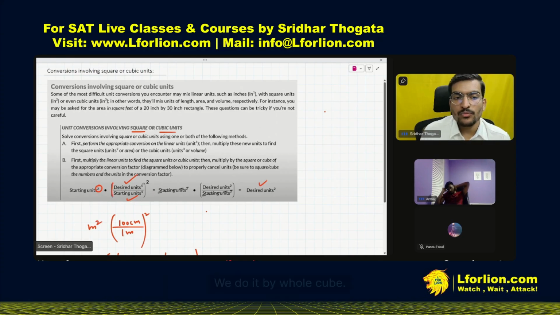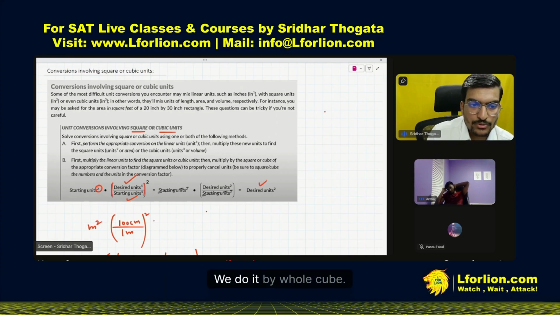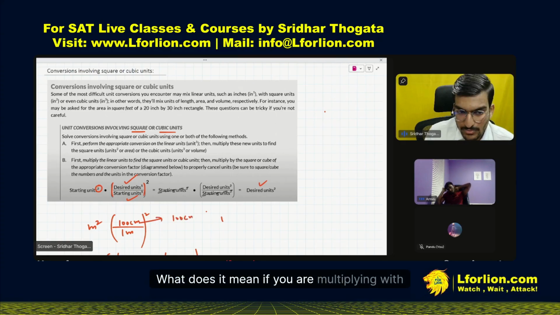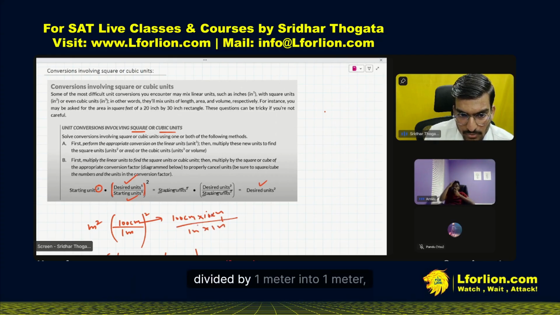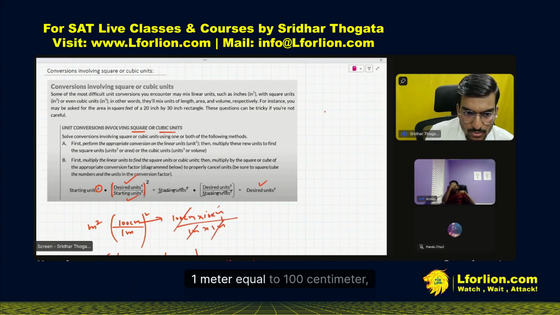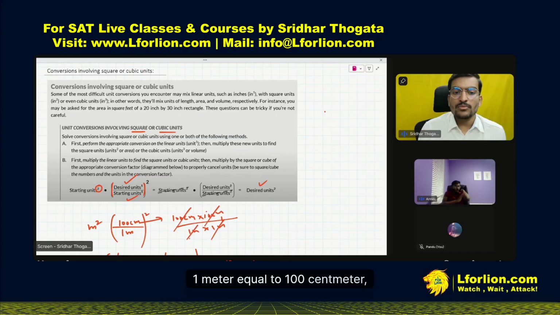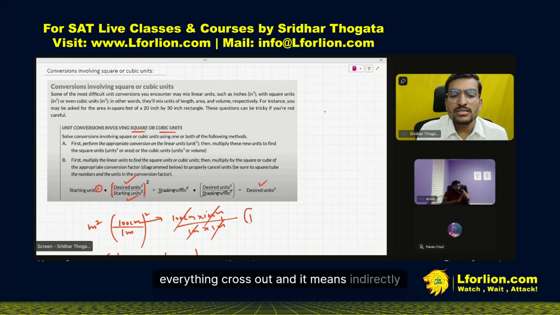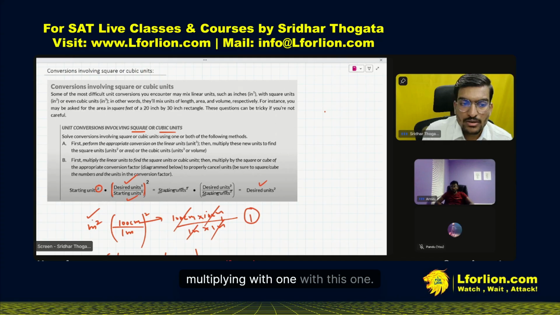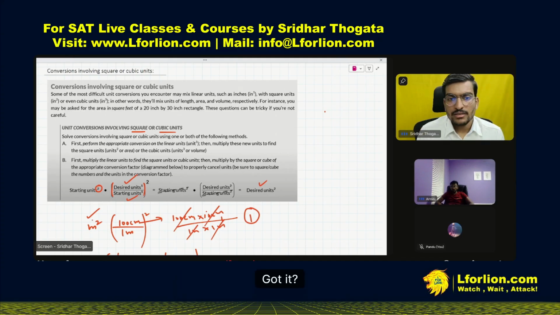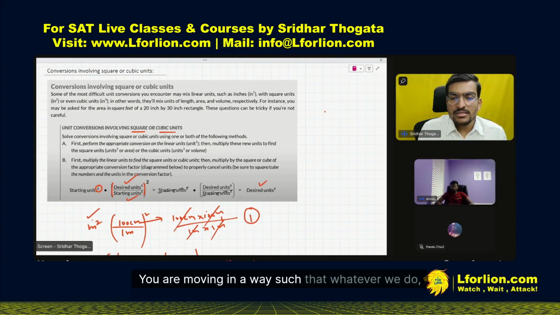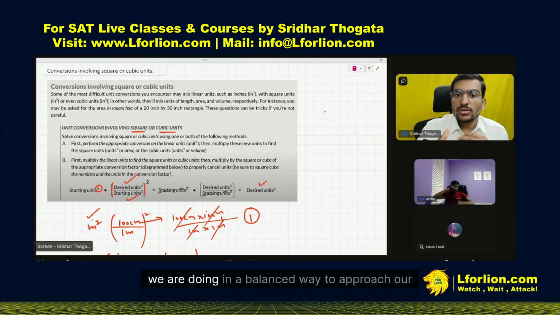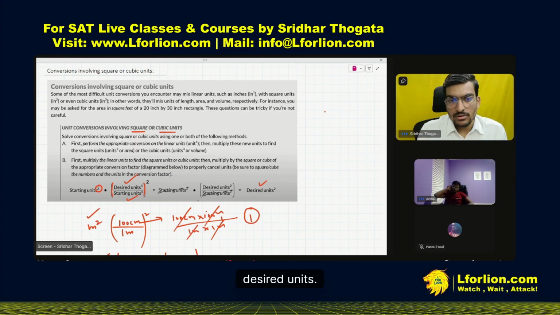That's how we get the desired unit. If it is a cube, we do it by whole cube. What does it mean? If you're multiplying with square, it means 100 centimeter into 100 centimeter divided by 1 meter into 1 meter. 1 meter equal to 100 centimeter, 1 meter equal to 100 centimeter. Everything crosses out, which means you're indirectly multiplying by 1. Got it? Whatever we do, we are doing in a balanced way to approach our desired units.